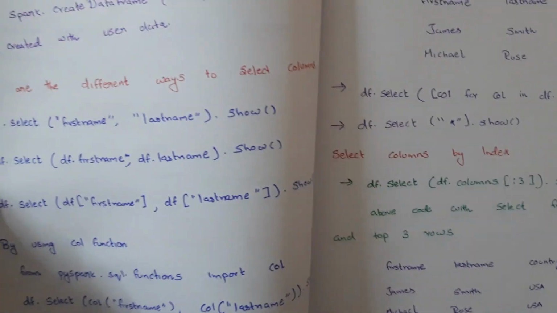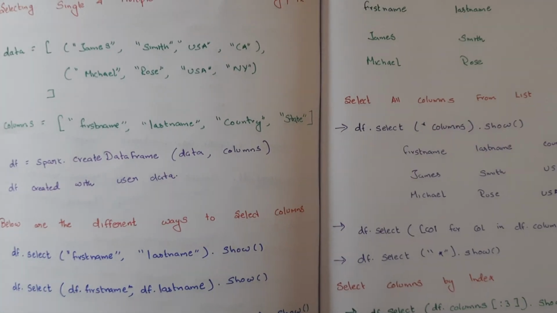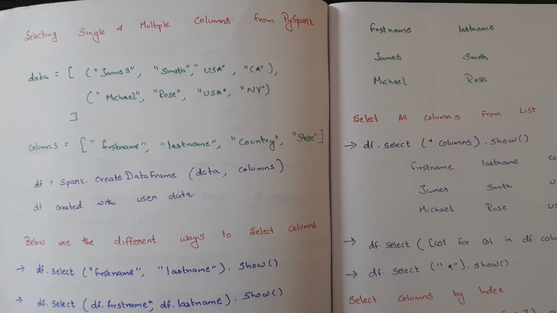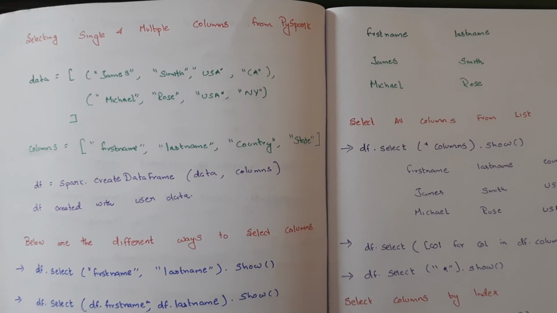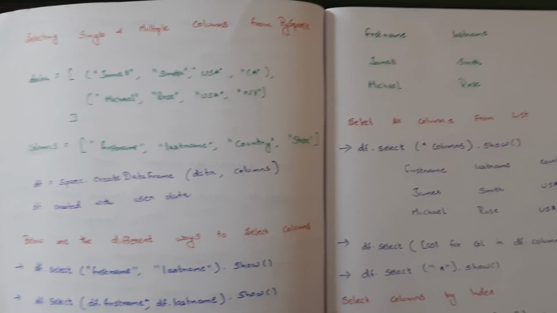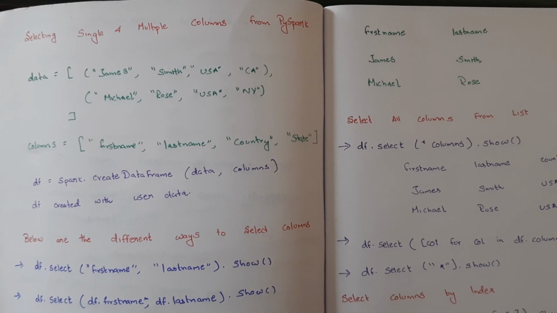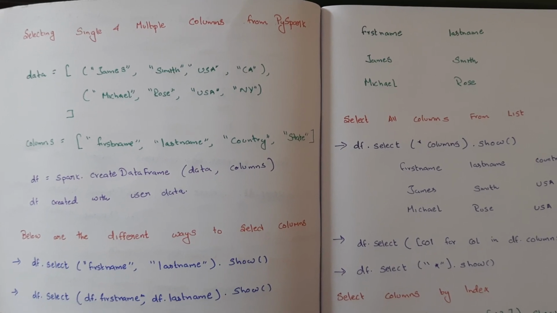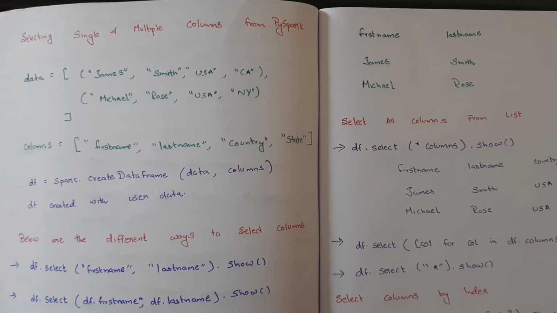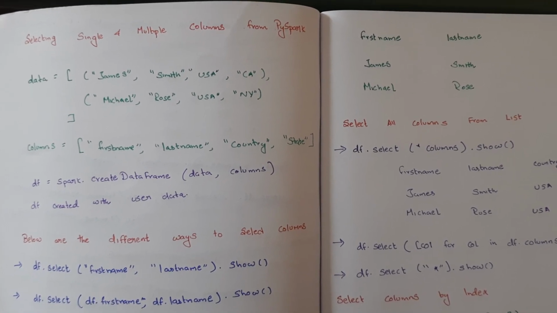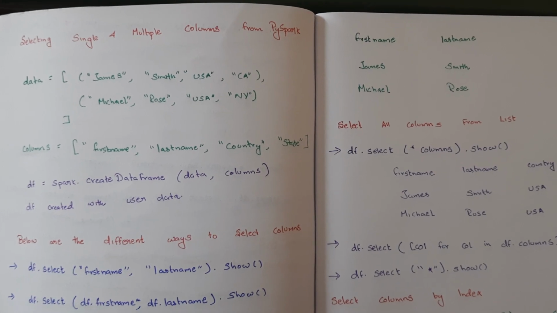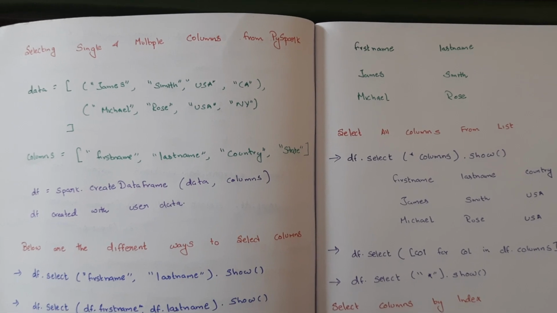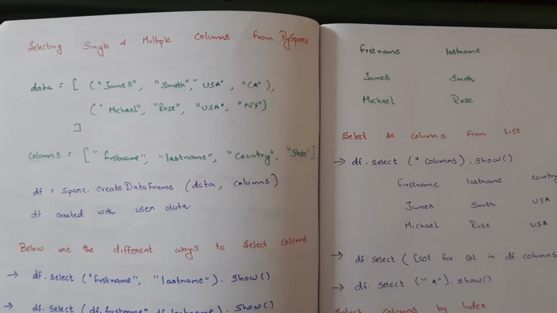First, we're going to see selecting single and multiple columns in PySpark. Let's say we have data which is a list of tuples with first name, last name, country, and state. The schema is also defined inside a list as first name, last name, country, and state. We are creating a data frame with spark.createDataFrame by passing the data and schema. We don't need to explicitly write data=data and schema=columns, because the first two arguments are data and schema. The DF is created with the user data.